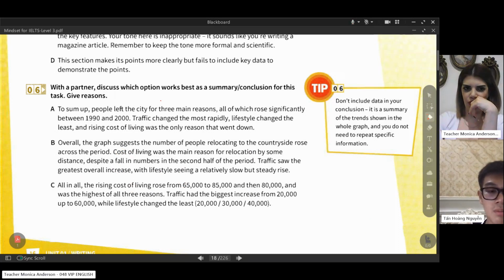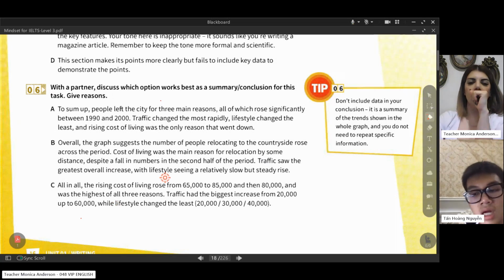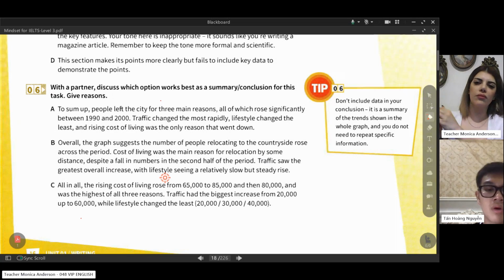To sum up, people left the city for three main reasons, all of which rose significantly between 1990 and 2000. Traffic changed the most rapidly, lifestyle changed the least, and rising cost of living was the only reason that went down. Overall, the graph suggests the number of people relocating to the countryside rose across the period.